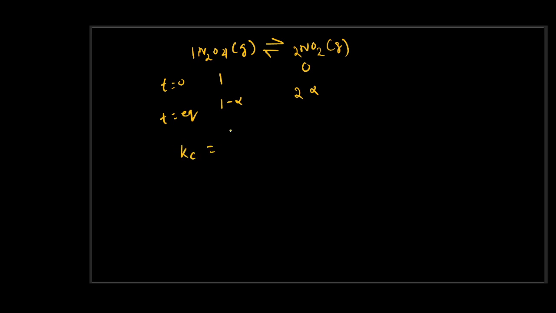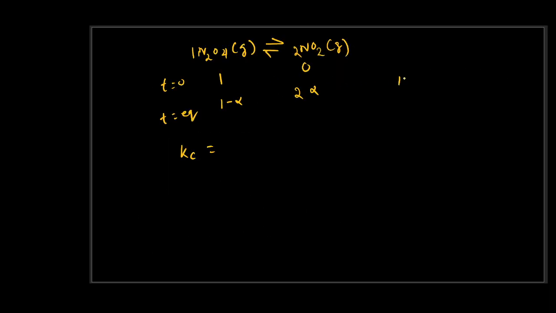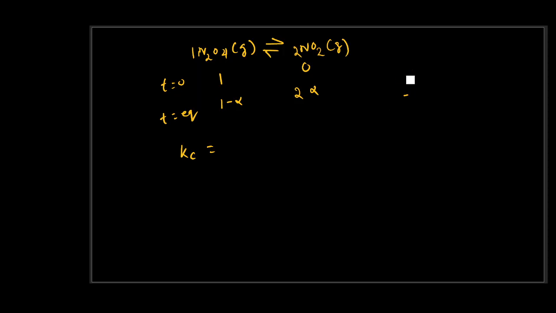Now let's see volume. Volume is not mentioned, so we take it as 1 liter. Oh, sorry, it asks for Kp. Okay, so for Kp we have to calculate the total number of moles. So the total number of moles will be 1 minus alpha plus 2 alpha, that is 1 plus alpha.